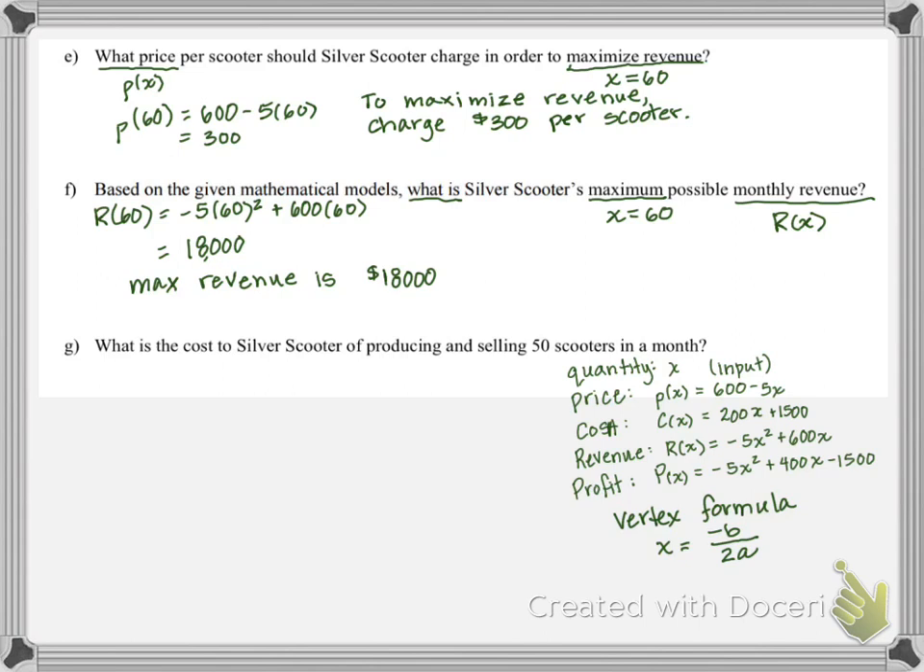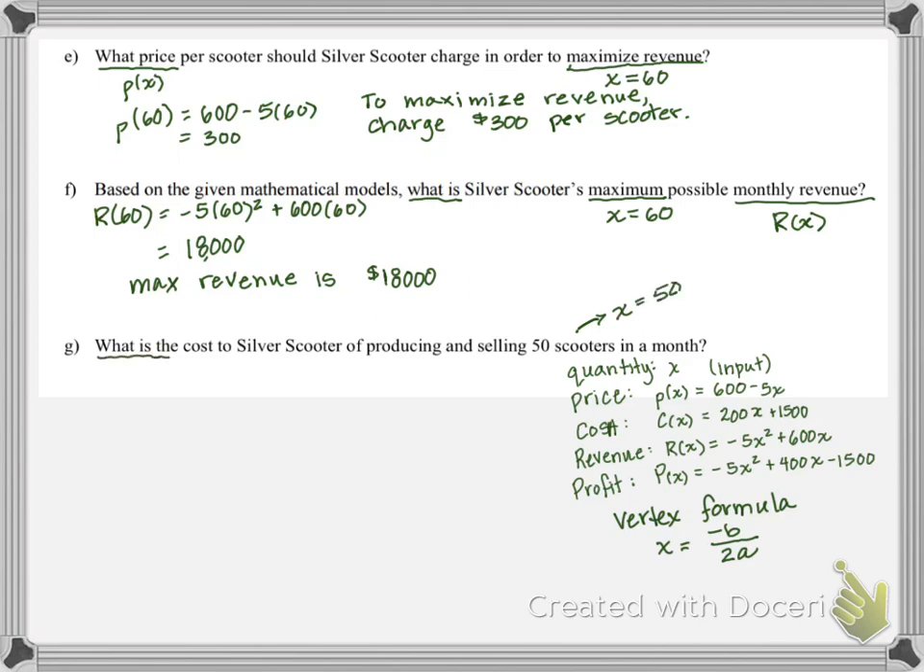Okay, moving on to cost. What is the cost to Silver Scooter of producing and selling 50 scooters in a month? Notice we're not using X equals 60 anymore because it doesn't say anything there about me wanting to maximize revenue. It just says I want to sell 50 scooters. So that means my quantity has to be 50. What X is isn't going to be set in stone throughout the problem. It just depends on what you're trying to do. So the 50 scooters tells me that X is equal to 50.